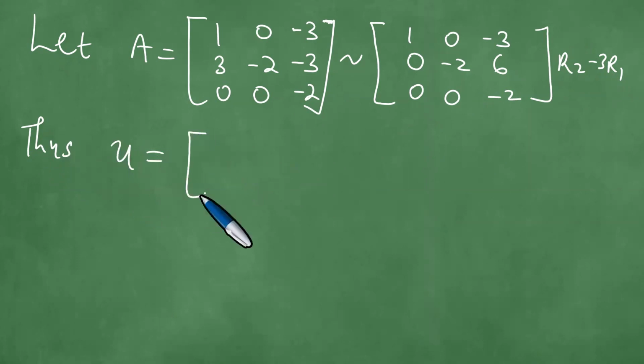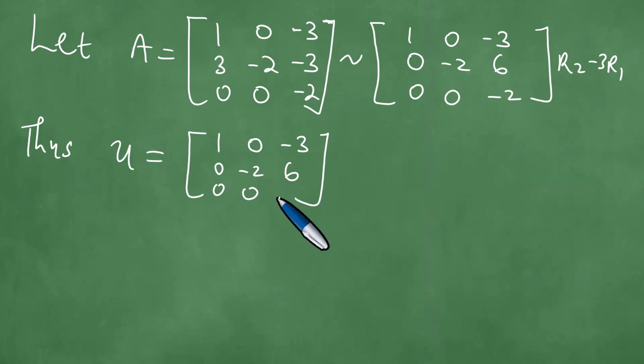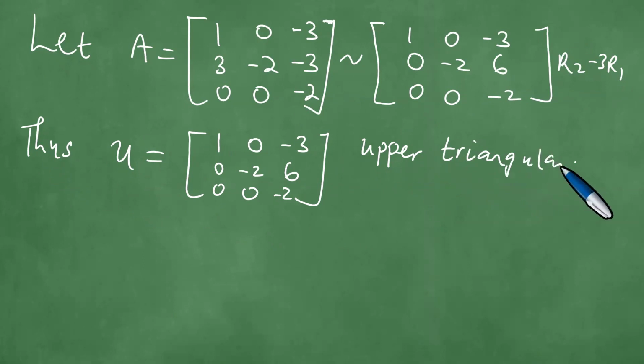Thus, U becomes this matrix: 1, 0, negative 3; 0, negative 2, 6; 0, 0, negative 2, and this one here is an upper triangular matrix. So now we continue to solve this particular problem as follows.